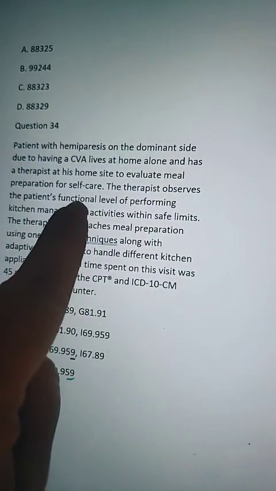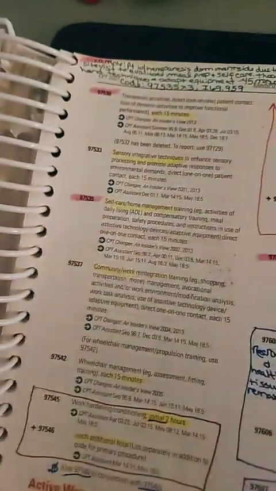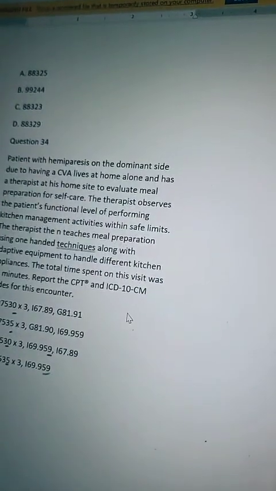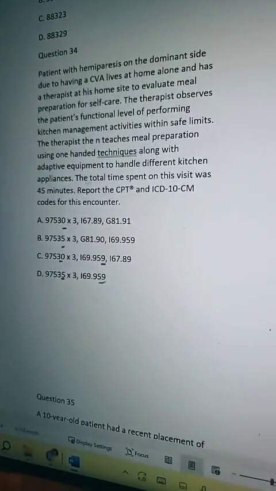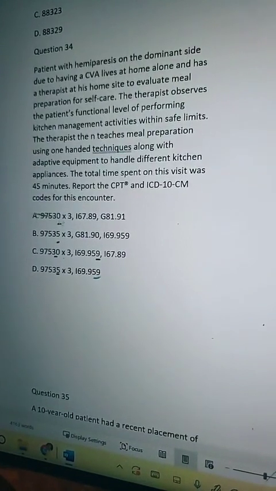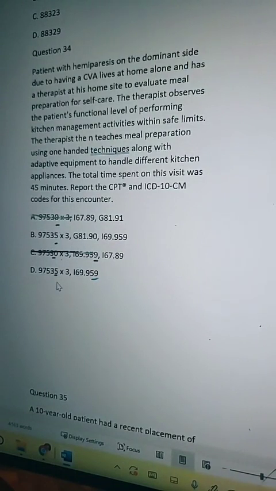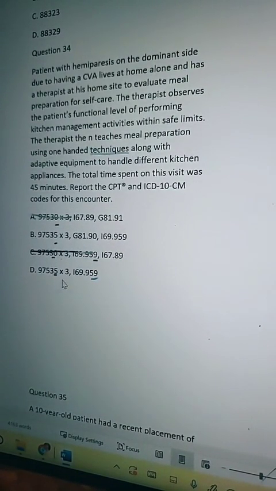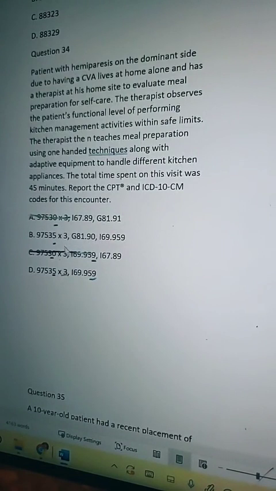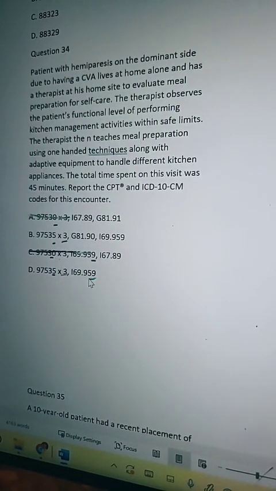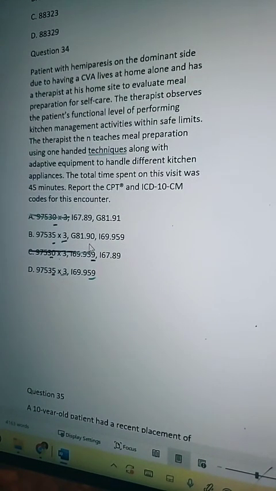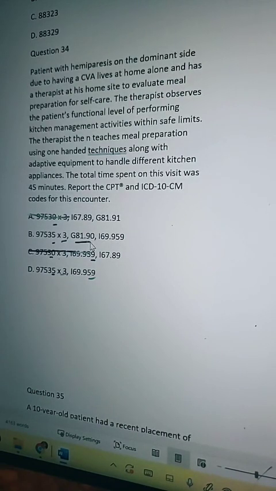See your key term right there? Self-care. This one was self-care, 97535. So we're definitely keeping 35. We can get rid of 30. Any answer with that one in it? So it's going to be either B or D. They already do the times 3, so you don't have to worry about that. What we're going to need to know is if we are going to be doing a G or an I.